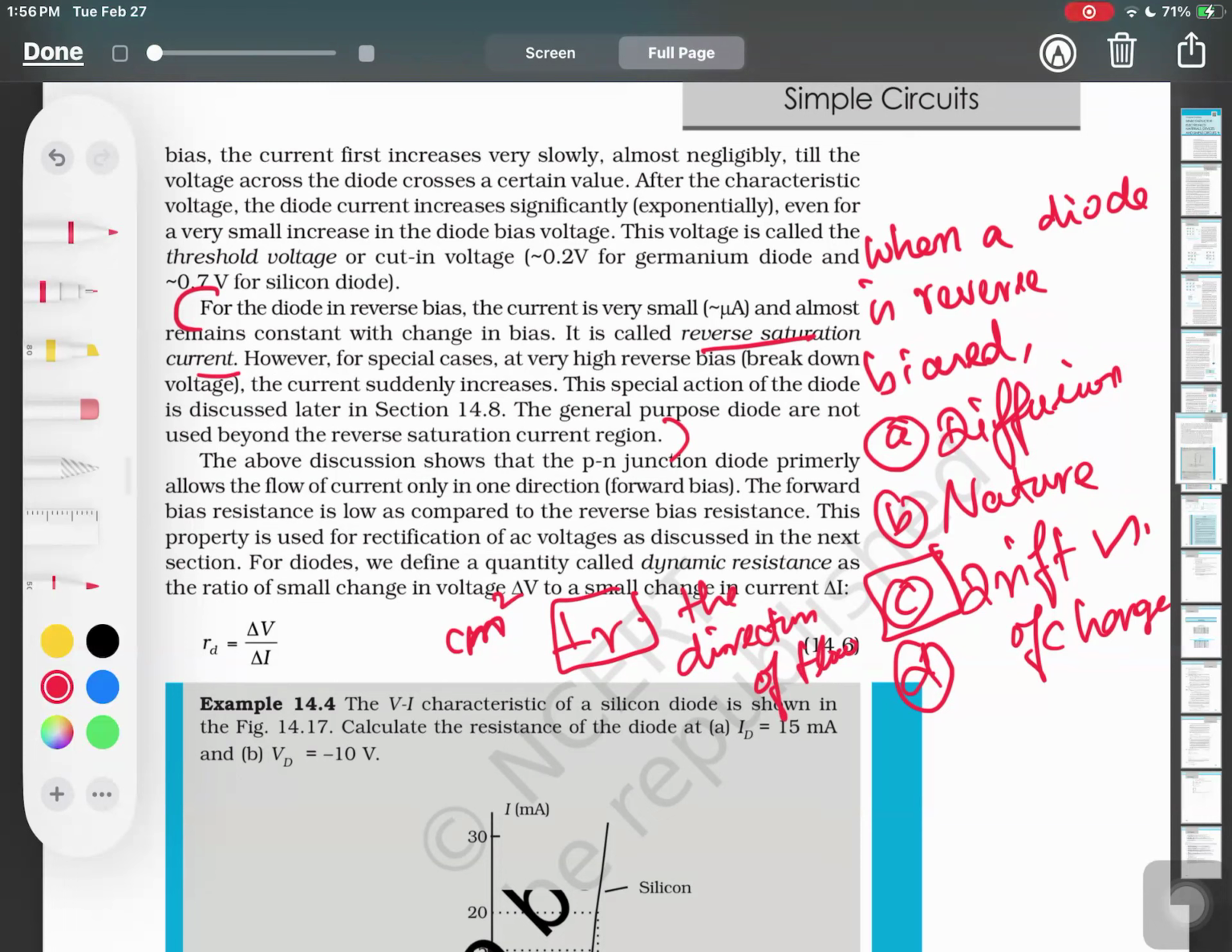So when a junction diode is reverse biased, what causes current across the junction? That is the question. It is due to the drift of charges. Drift of charges means holes and free electrons passing through a square centimeter area that is perpendicular to the direction of flow. Then let me come to another question.